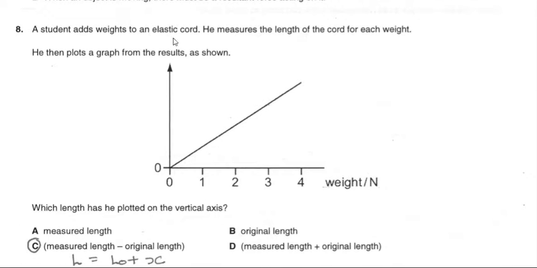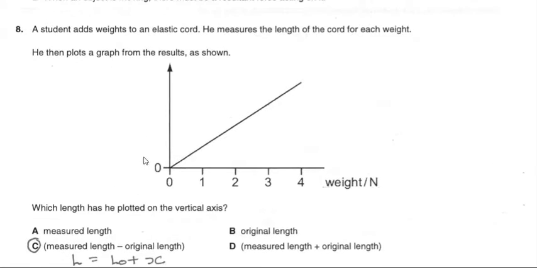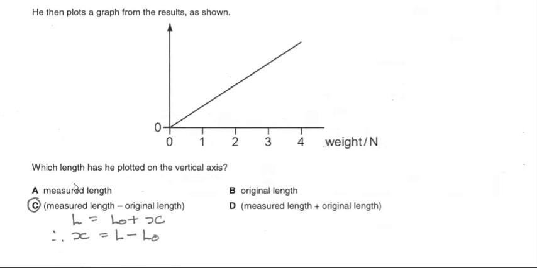Question 8. A student adds weights to an elastic cord. He measures the length of the cord for each weight. He then plots a graph from the results as shown. Which length has he plotted on the vertical axis? So here will be the length, okay, minus the original length. So it will be the extension.